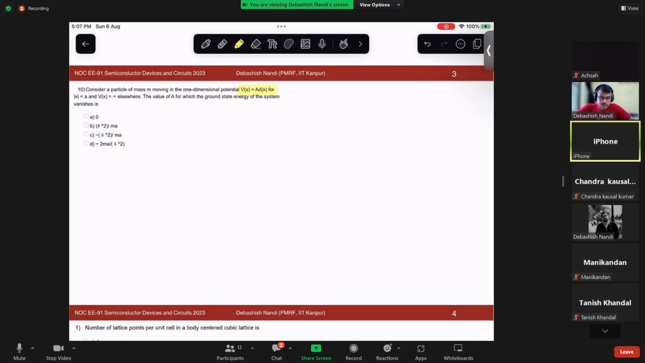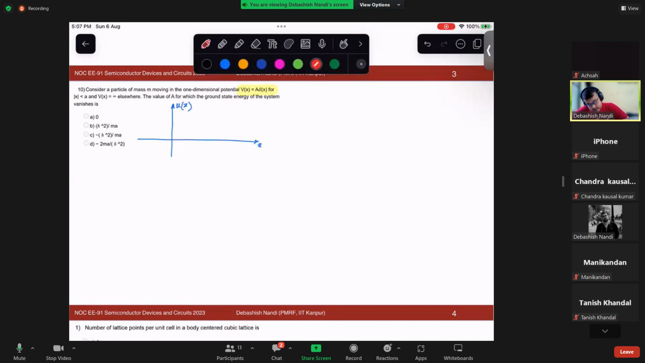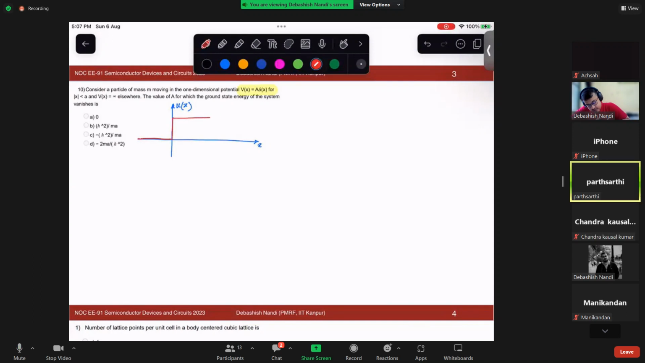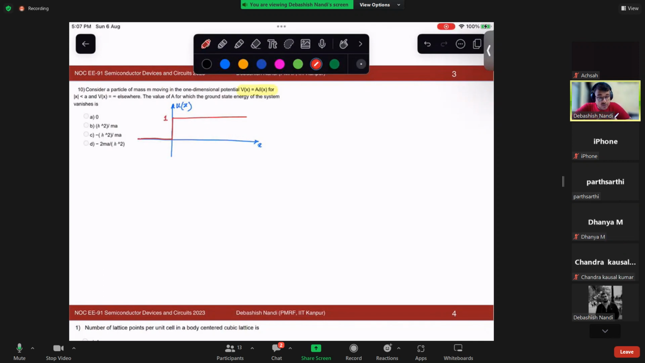It's a unit function? No, it's a Dirac delta function, right? Let me just tell you. Whatever you are telling, that function is like, if this is your x and this is your u of x, it exists only at x equal to 0. Elsewhere it is 0. The amplitude is 1 at x equal to 0.